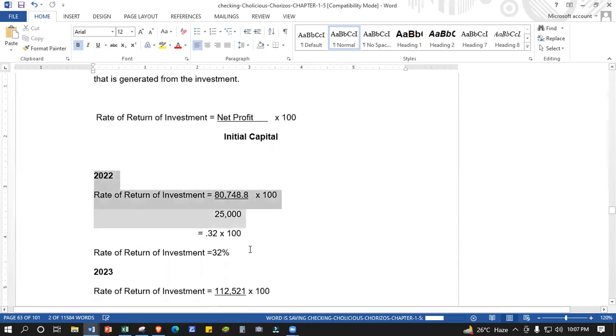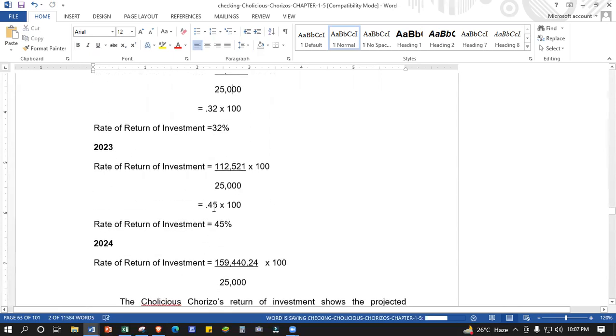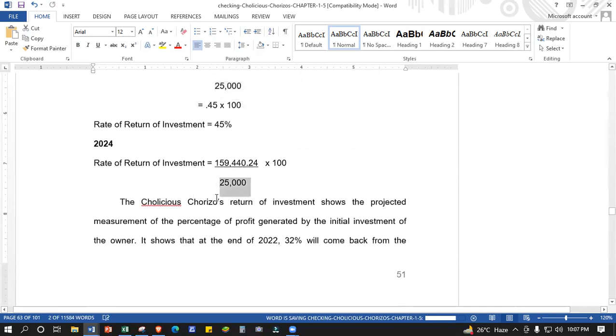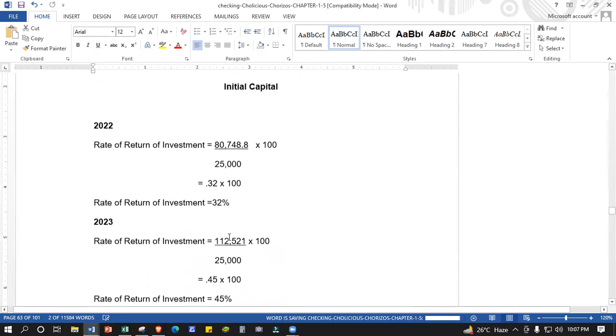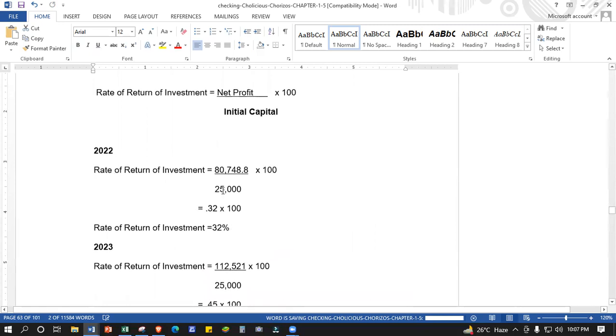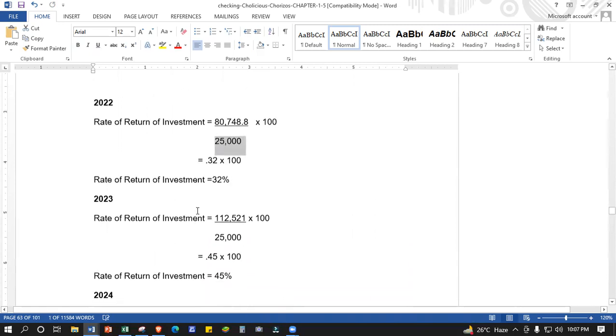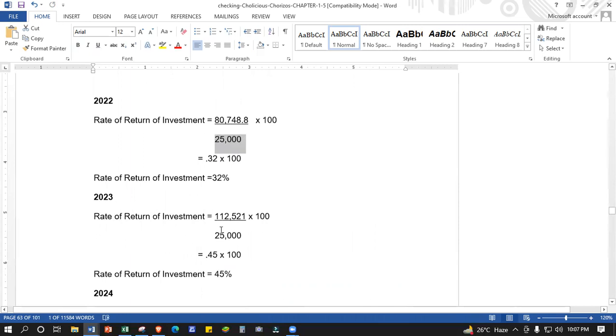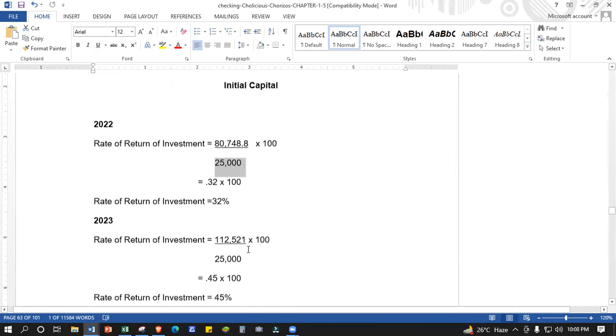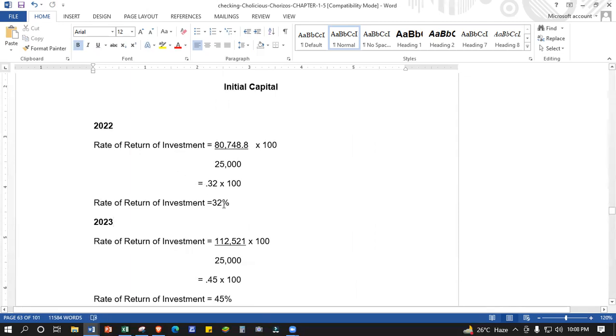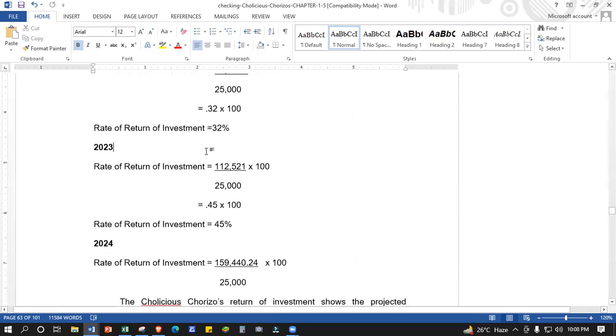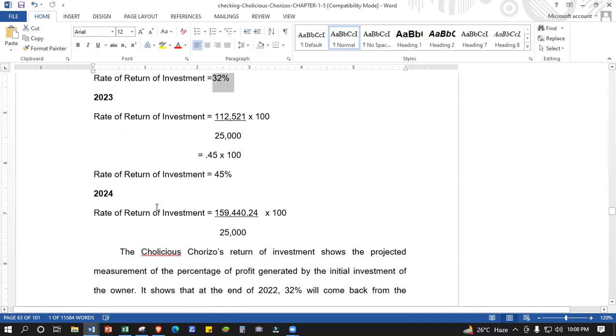Okay? Year 1, 25,000 is correct. In year 2 and 3, 25,000, 25,000 is actually correct. Because some groups did this for year 1 with initial capital of 25,000. Then in year 2023, or year 2, they added the net profit, so the base grows, which is wrong. So in this case, year 1 is 32%, year 2 is 45%.